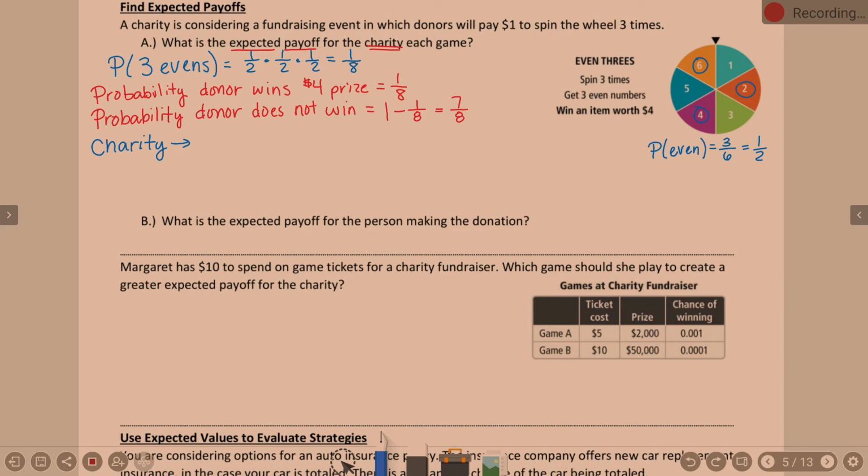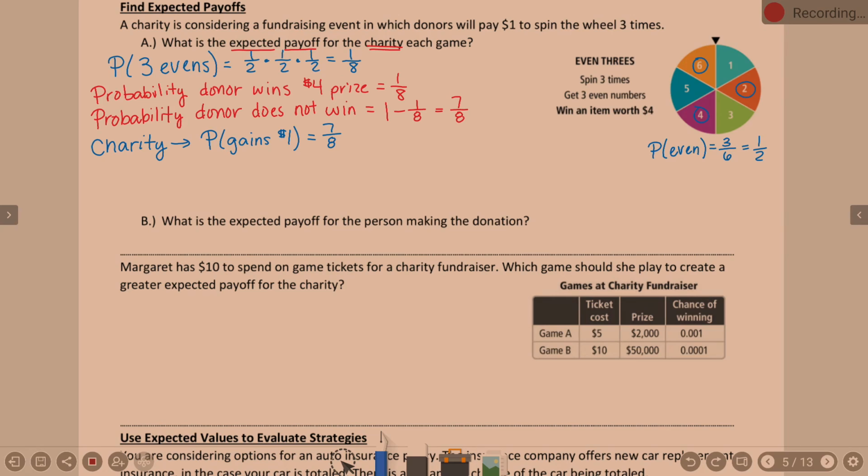The charity could gain or lose money. If the charity gains money, how much are they going to gain on one person? $1, yes? So what is the probability that the charity gains $1? That's the 7/8, right? Because if I, as the donor, lose, I have a 7/8 chance of losing. So the charity has a 7/8 chance of getting $1.